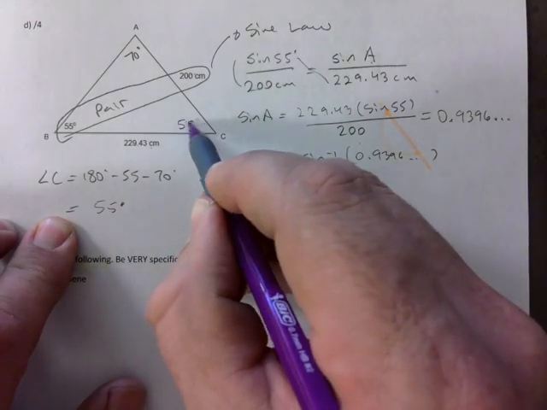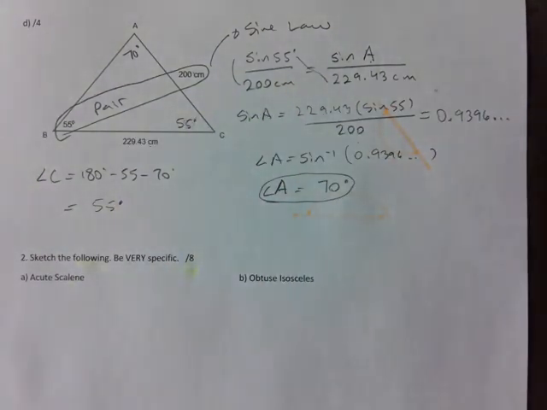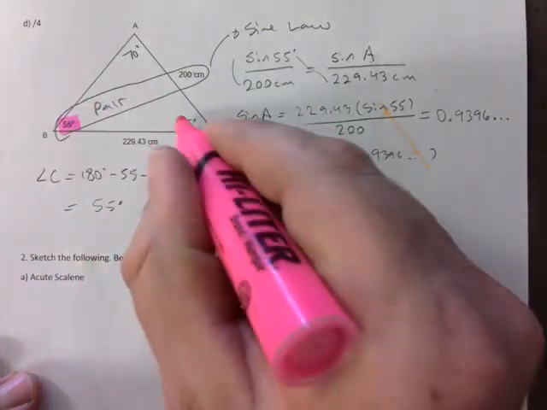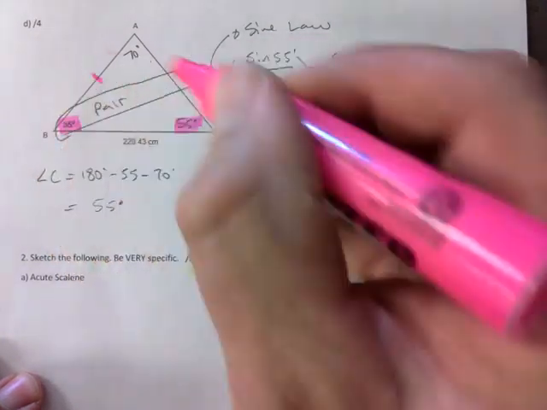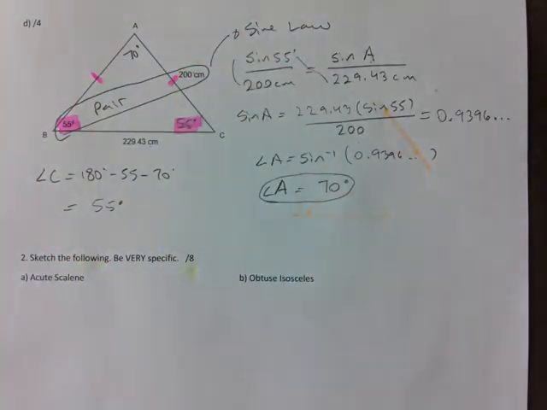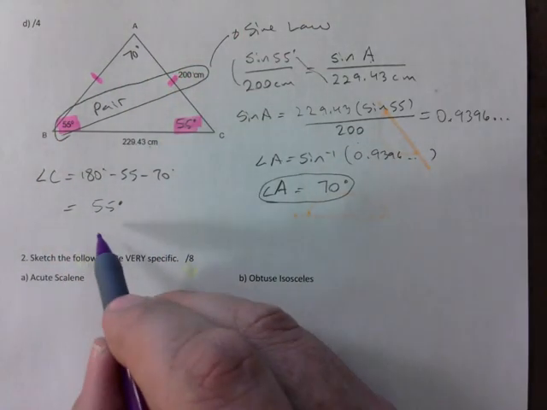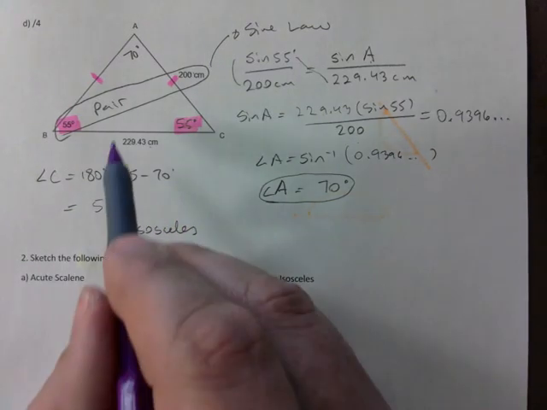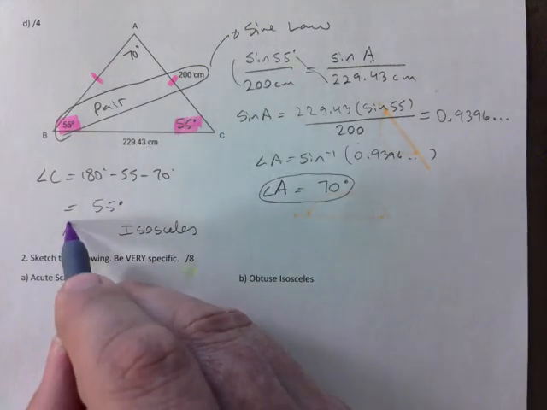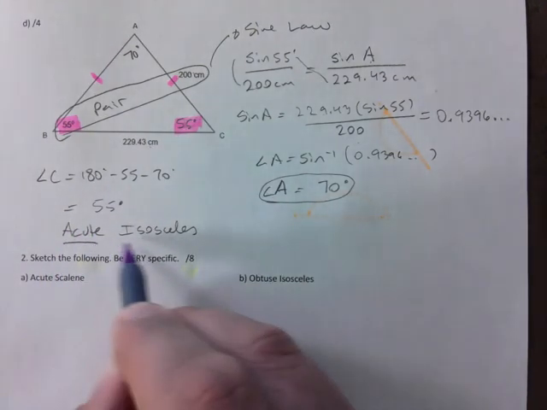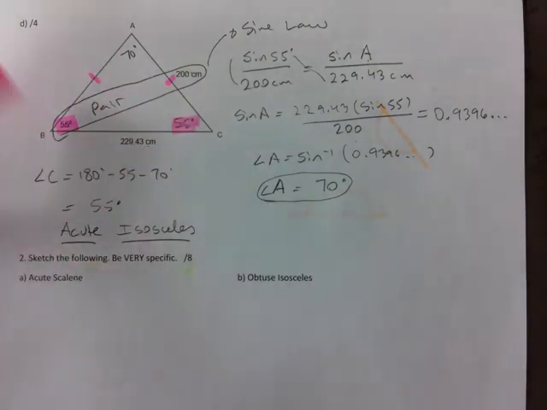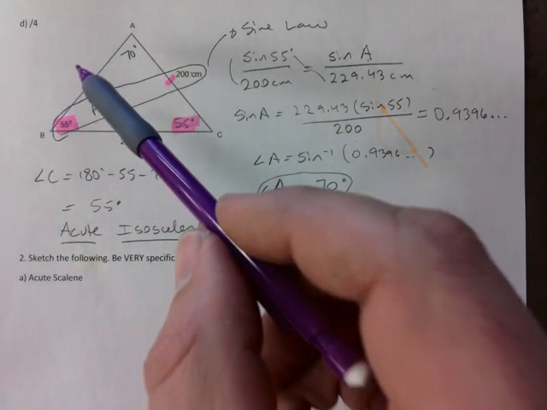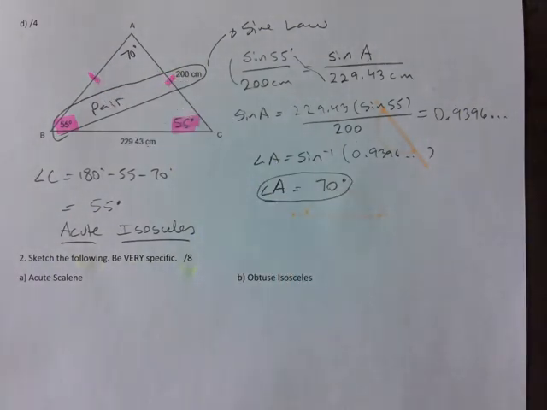Hey, does that ring a bell? If you've got two angles that are the same, it's an isosceles. You know, these two sides will be the same as well. So we know it's isosceles. And what else? Acute, correct? Acute isosceles, because all angles are less than 90 and two angles are the same, which indicates to me that two sides are the same.